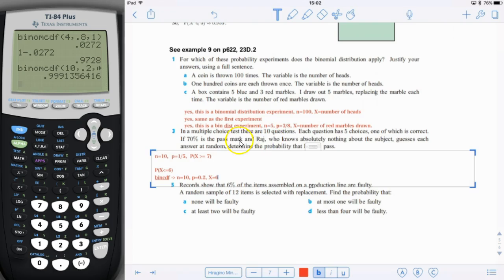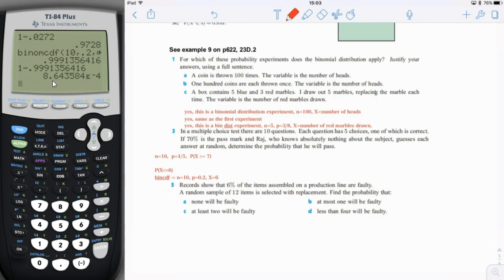And so let's figure out the probability that he's going to pass. We're going to subtract this from 1. So we're going to do 1 minus, and then we're going to subtract this big probability. We're going to get something very small. In fact, we're going to get 0.000864. So we'll put here 0.000864 is the probability that X is greater than or equal to 7.